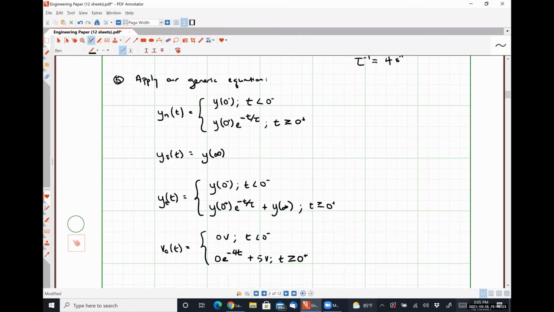Anybody see the problem here? Exactly right. Our capacitor voltage jumps instantaneously from 0 volts to 5 volts and stays there in perpetuity. We know that that can't happen, okay? So the change that we need to make for our generic formula is actually very straightforward, all right? I'm going to erase this part right here.